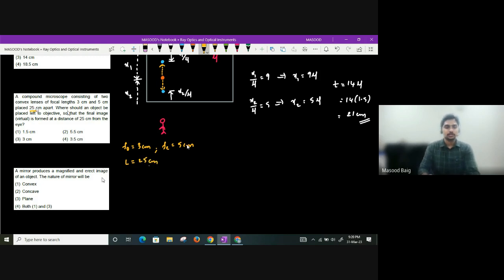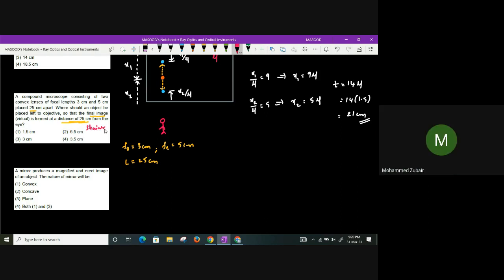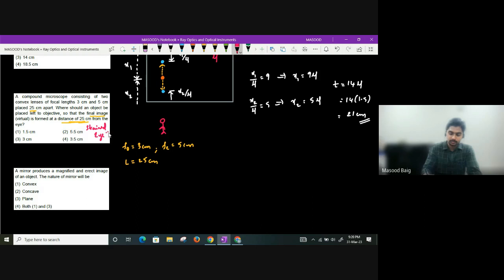They are asking where you should place an object to the left of the objective lens so that the final image is formed at 25 centimeters. Final image is formed at 25 centimeters. Which eye is this? It is the strained eye condition. Final image formed at infinity is the relaxed eye. Final image formed at the least distance of distinct vision is the strained eye condition. So f naught is given, fe is given, length is given.